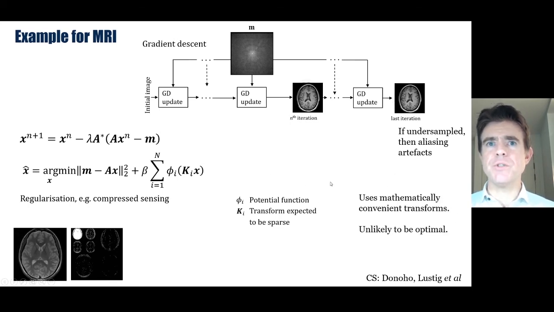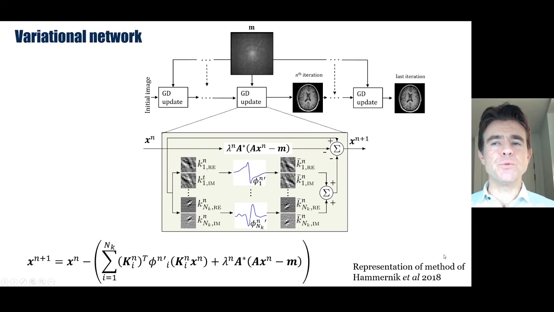So the catch here is that these are, if you like, mathematically convenient transforms, not necessarily tuned to the kind of data that you're dealing with, and so they are unlikely to be optimal. So that's where a variational network comes in. This is a representation of the method of Hammernik et al. back in 2018, where you have this same gradient descent based update. So here you see at the top level, you've got that conventional least squares update, that's just the gradient of that L2 norm data fidelity term, with step size lambda n.